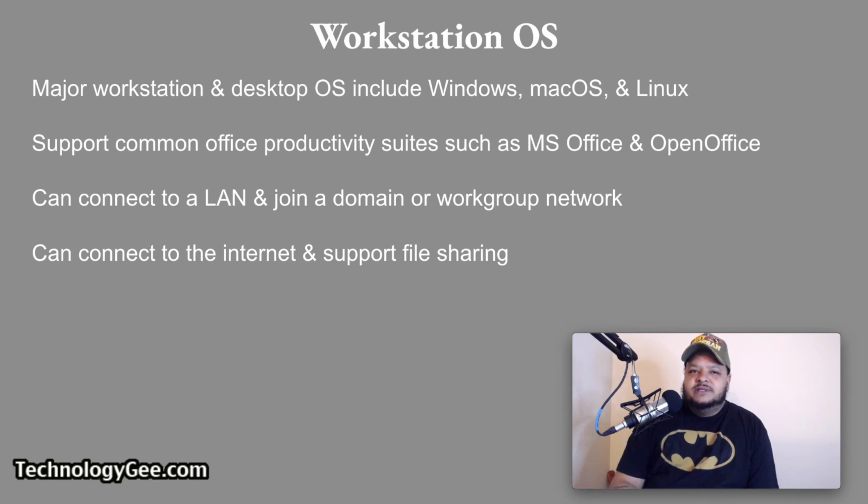Let's talk about workstation operating systems. So major workstation and desktop operating systems include Windows, Mac, and Linux. These operating systems support common Office productivity suites such as Microsoft Office and OpenOffice. They can connect to a local area network and join a domain or workgroup network, and they can connect to the internet and support file sharing.